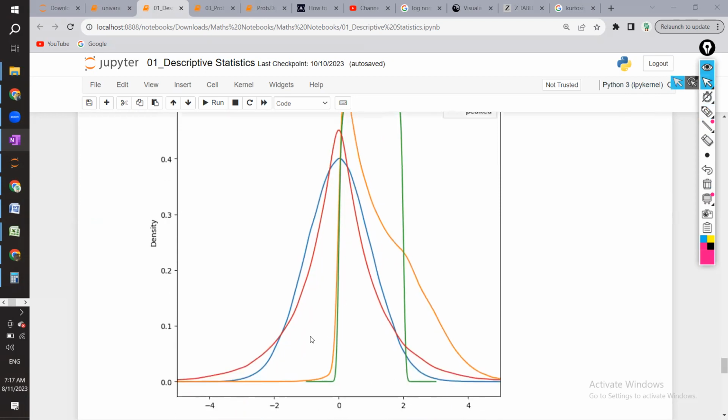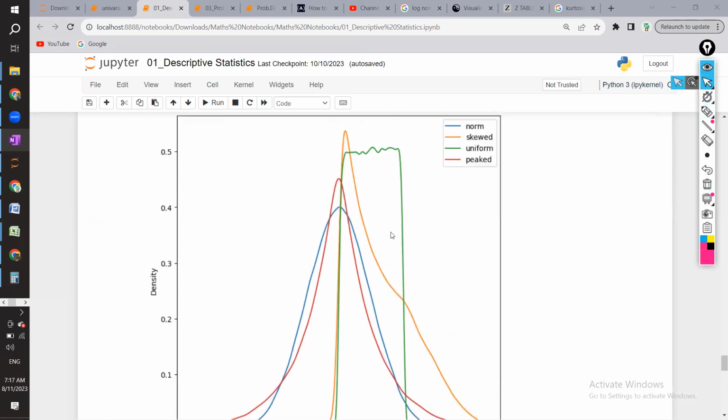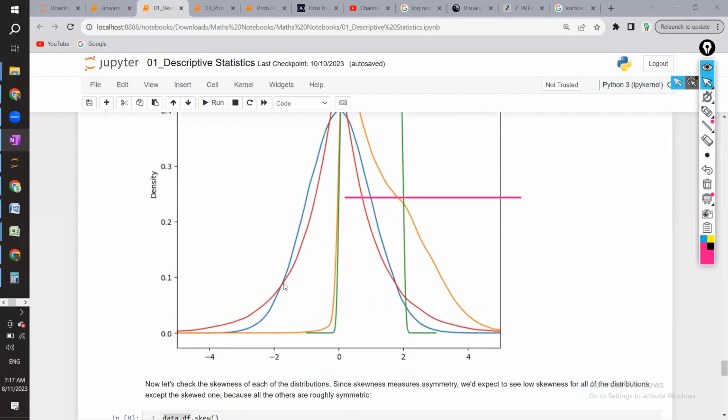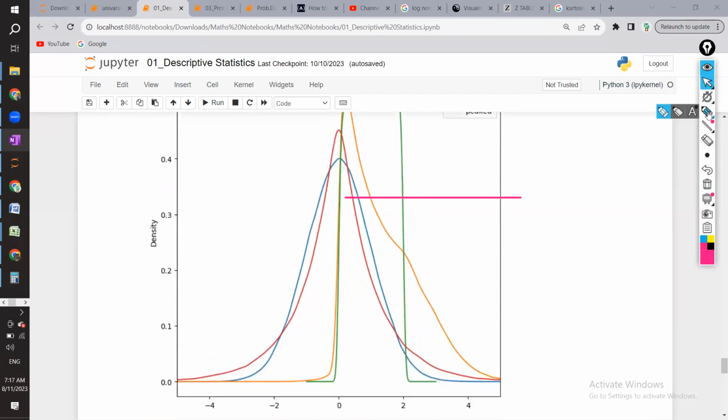Agree? It is a skewed distribution. And the third one is uniform. See, green is uniform. Almost everything is the same. And the fourth one is the peak distribution, the pink one. Why is it peak? Because we can clearly see we are having a good amount of tails and it is going to the peak and then it is on the length of tail. These are 4 distributions.